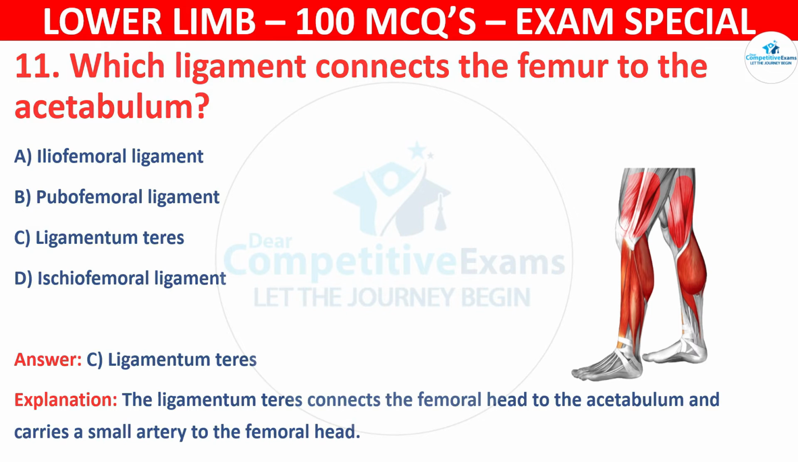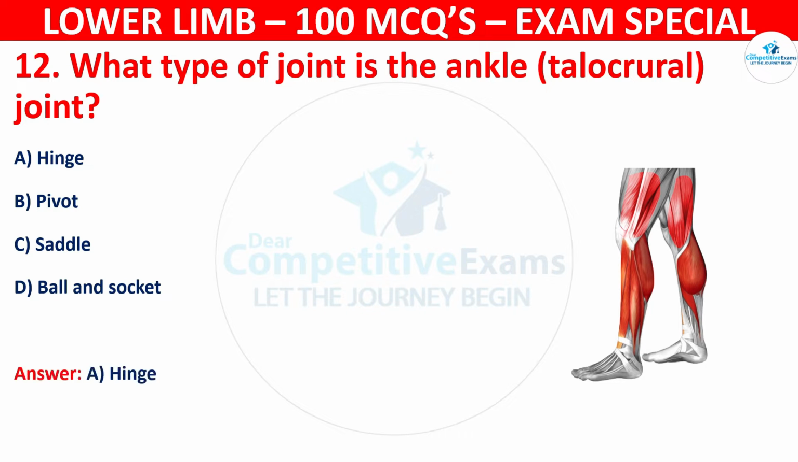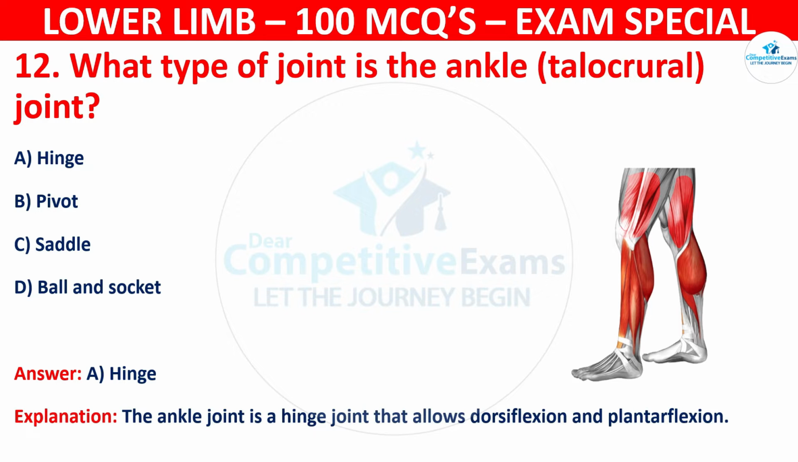Question number 12. What type of joint is the ankle joint? Your options are hinge, pivot, saddle, or ball and socket. The correct answer is A, that is hinge. The ankle joint is a hinge joint that allows dorsiflexion and plantar flexion.